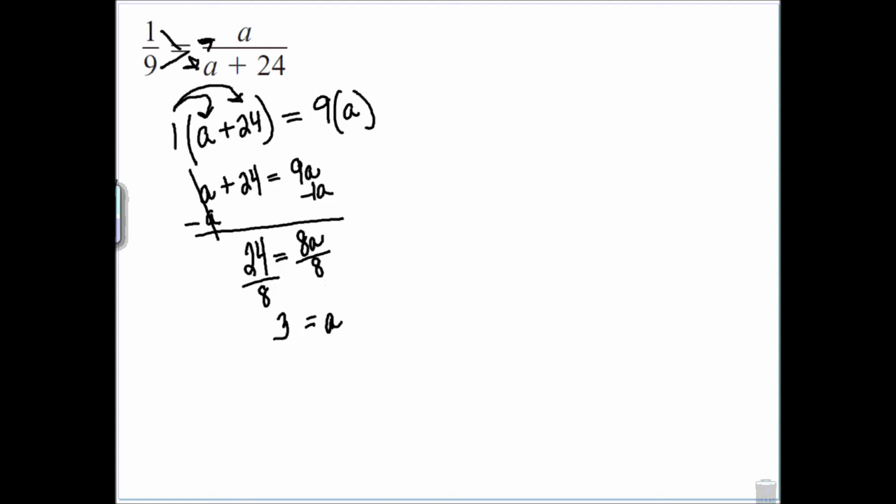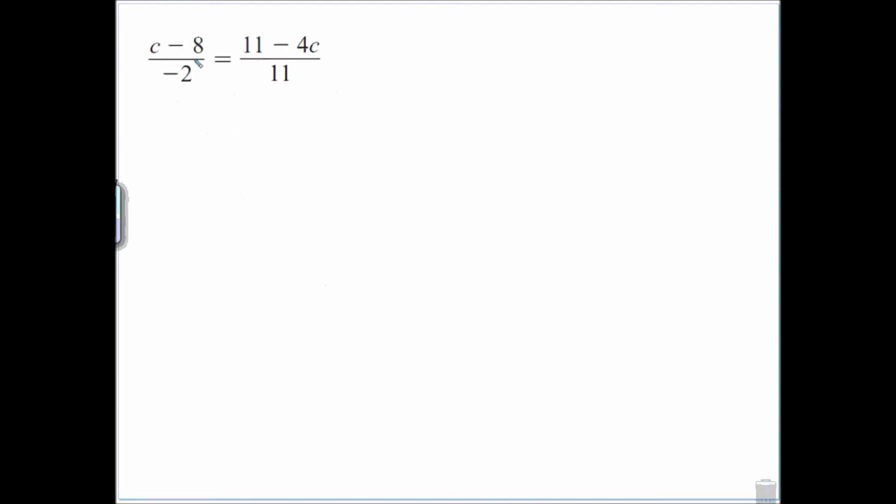Let's take a look at another example. I have c minus 8 over negative 2 is equal to 11 minus 4c over 11. Remember, I can cross multiply to solve. So I have c minus 8 times 11, and remember, it's the entire quantity that's being multiplied by 11, is equal to 11 minus 4c, that entire quantity, by negative 2.